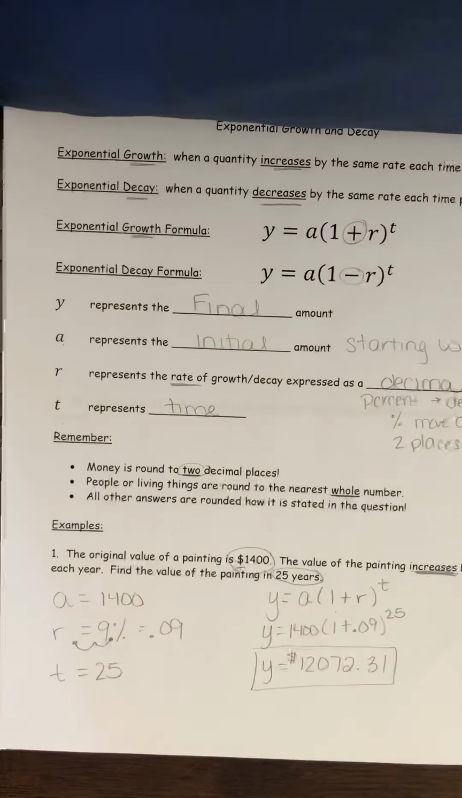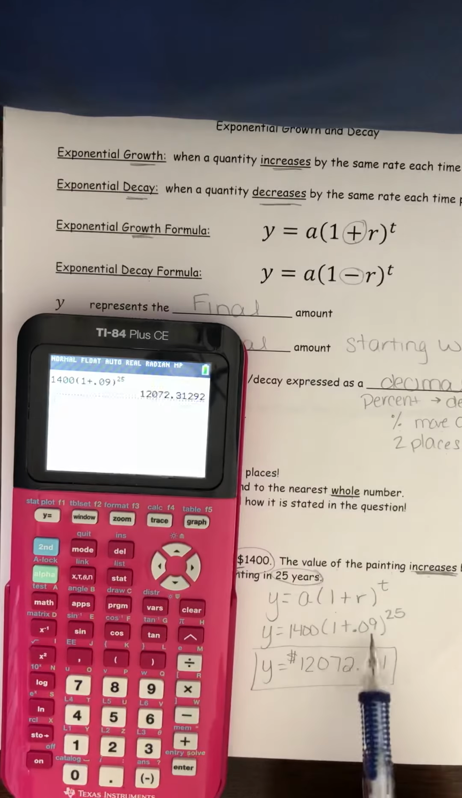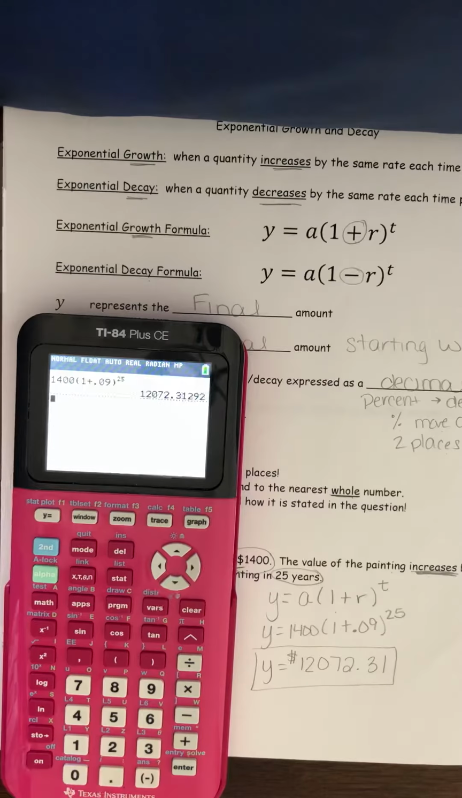Now, if you don't have a graphing calculator, you can easily type that in any regular calculator. I'm going to show you guys how to do it in a regular calculator. First, start with what's inside the parentheses. You'd want to follow PEMDAS. So do 1 plus 0.09, hit enter. Then you're going to need to raise it to the 25th power.